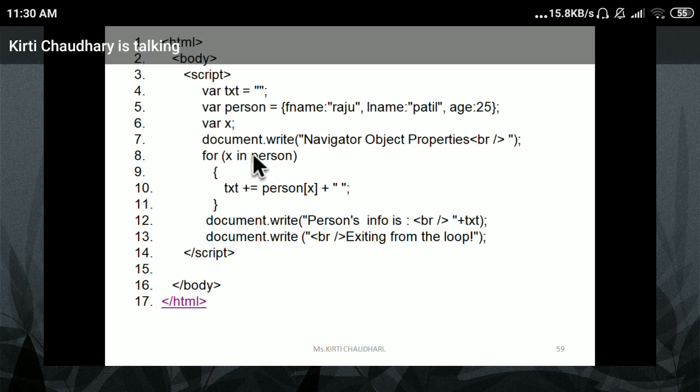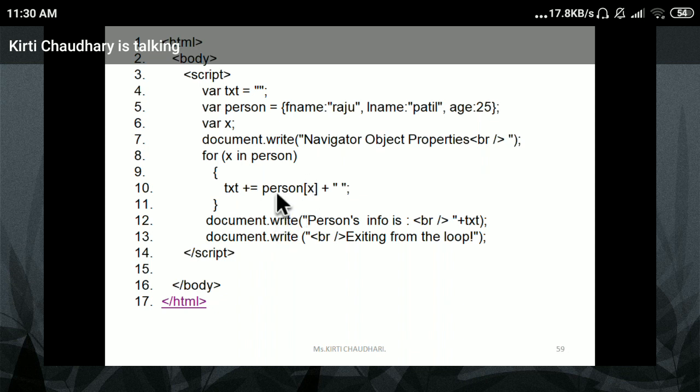See, for loop, X in person. It has properties F name, L name, and age. There are three properties, so it will go inside the loop three times. X in person. Person has three properties, so it will go inside the loop three times.